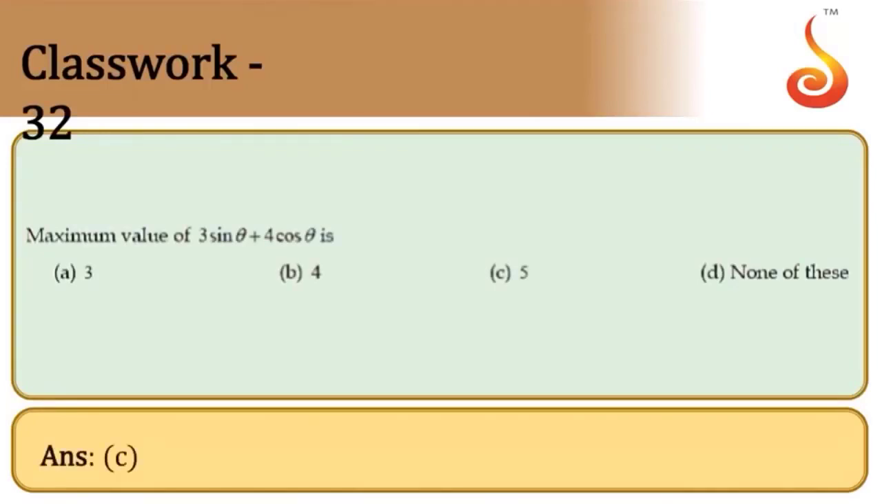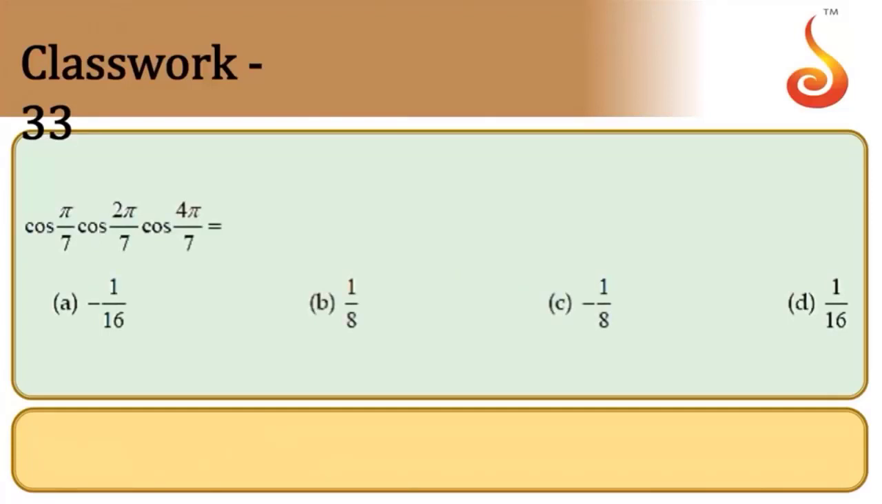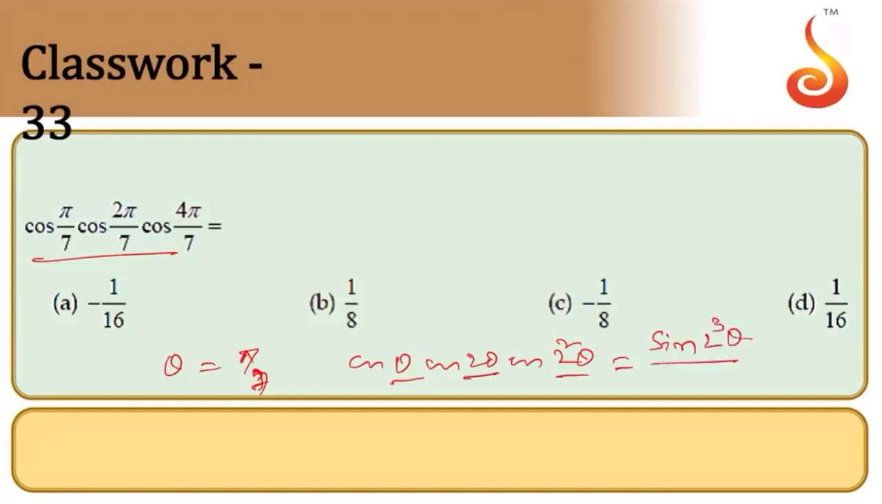So let me consider the next question, which is 5. Cos pi by 7, cos 2 pi by 7, cos 4 pi by 7. If I take theta equal to pi by 7, then this can be written as cos theta, cos 2 theta, cos 2 square theta. According to the formula, if the angles are in geometric progression, this is nothing but sin 2 cube theta divided by 2 cube sin theta. Substituting, this is nothing but sin 8 pi by 7 divided by 8 multiplied by sin pi by 7.